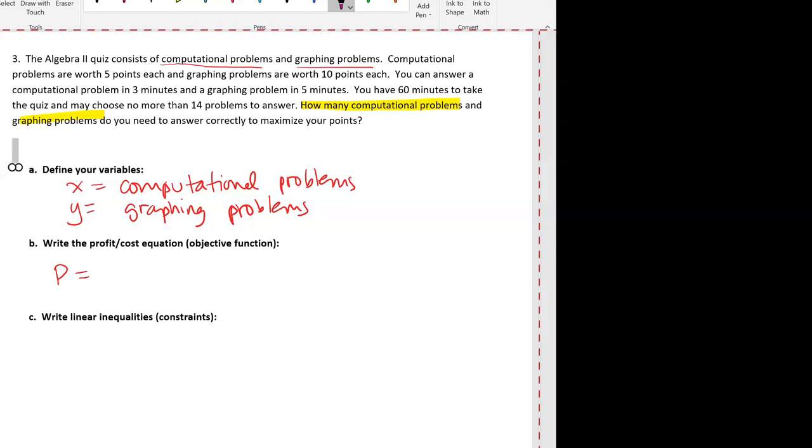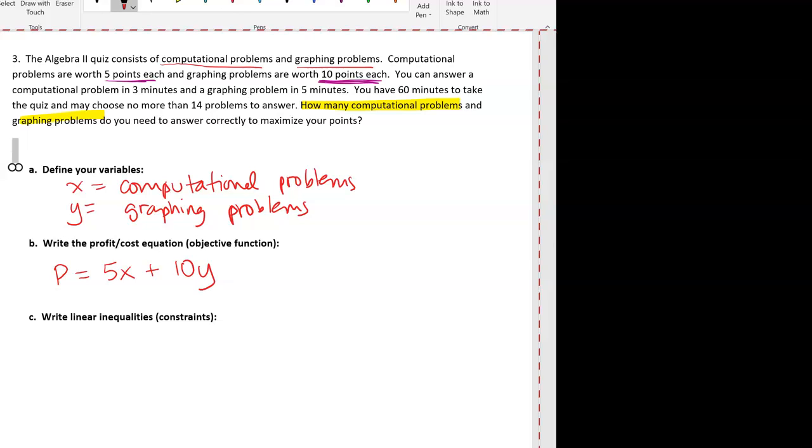So when we come up here and look, how many points are they worth? So at the beginning here, it says computational are worth 5 points and graphing are worth 10. So that's like your profit. So we're going to have P equals, so 5x, because x was computational, and then plus 10y.